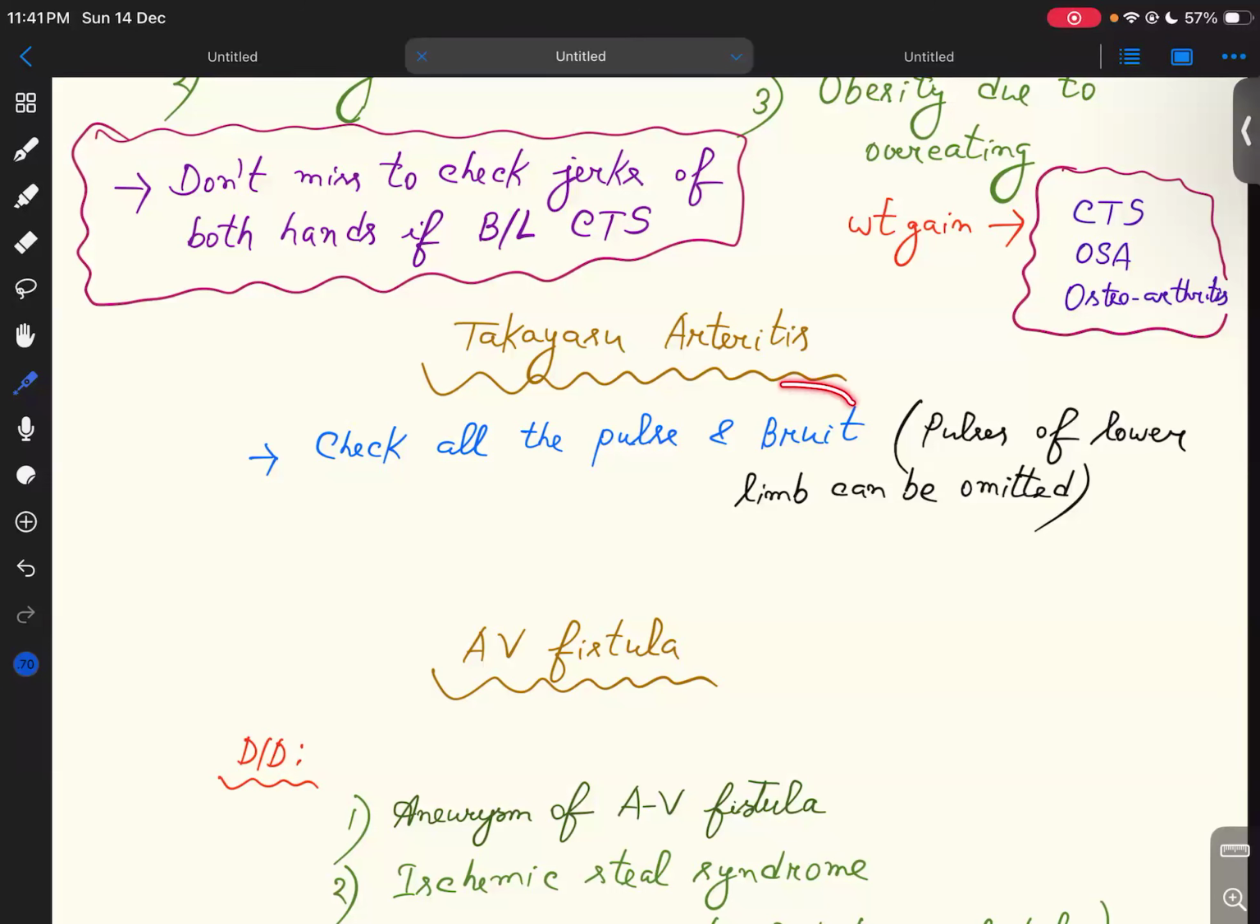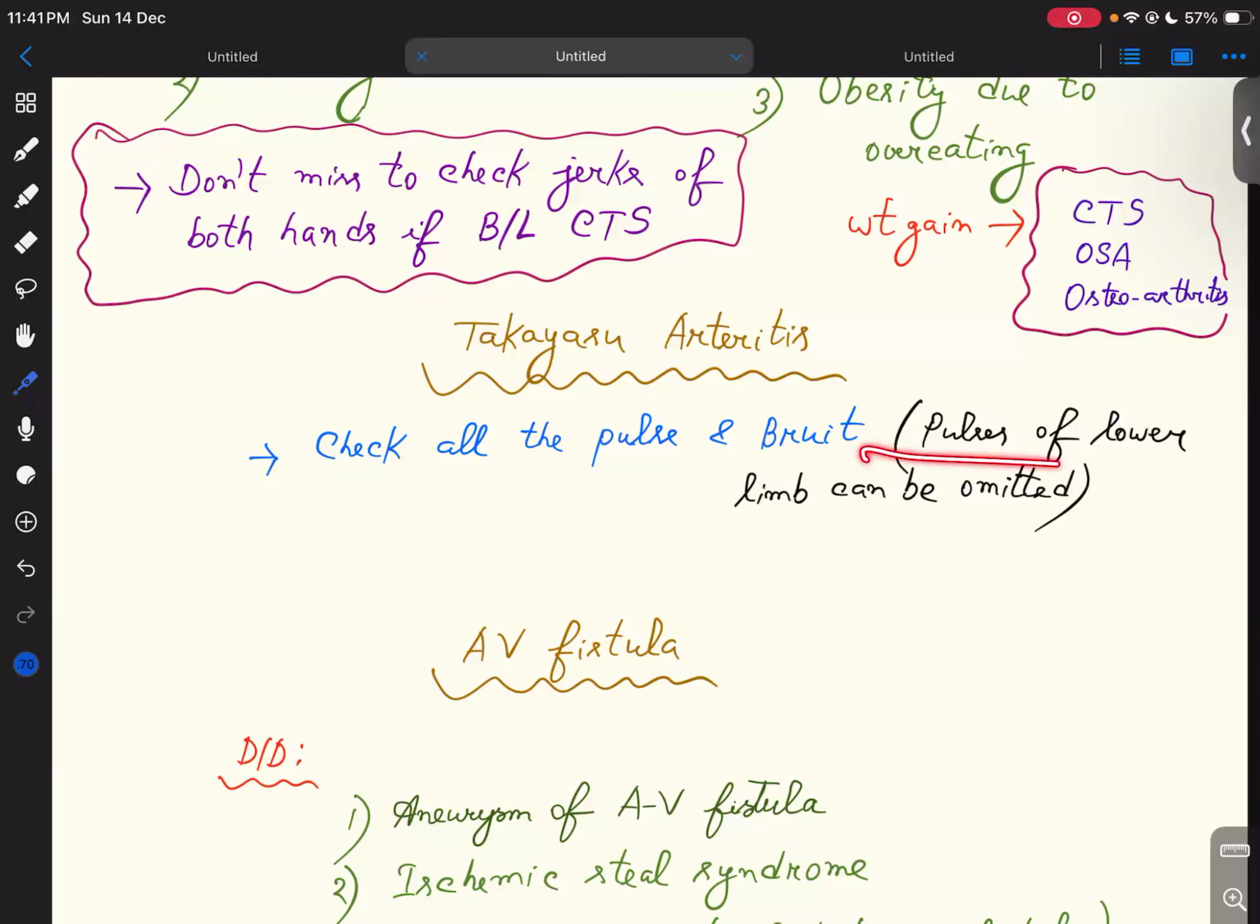So here we have to check for subclavian bruit, carotid bruit, and renal bruit. And pulses of the lower limb can be omitted. Can anyone give me the answer why this can be omitted? If you don't examine the pulses of the lower limb, you will be permitted, you'll not lose any mark. Can anyone tell me? Because this question was asked in real cases.